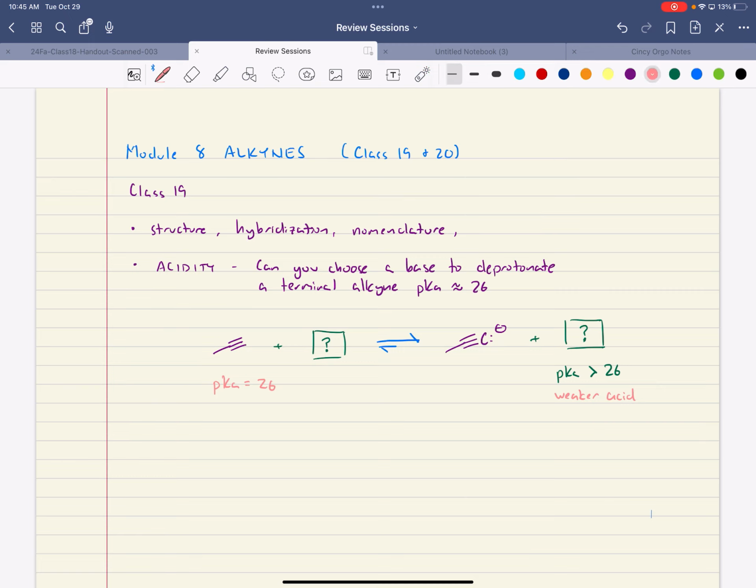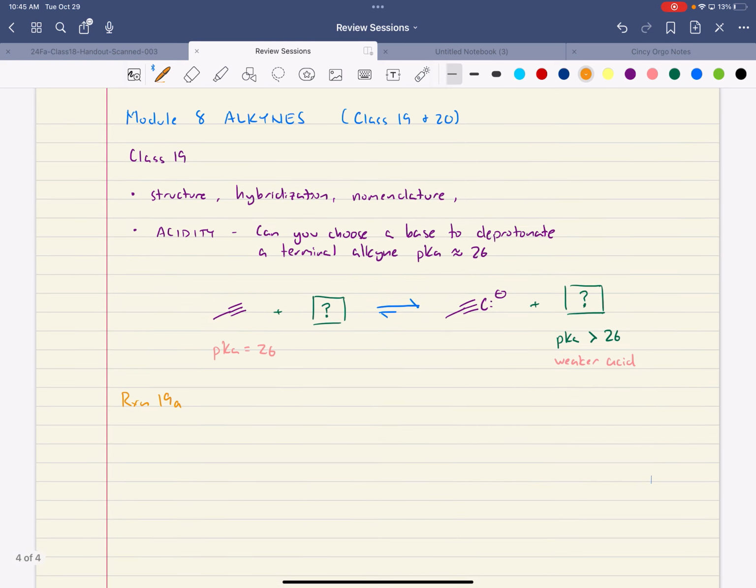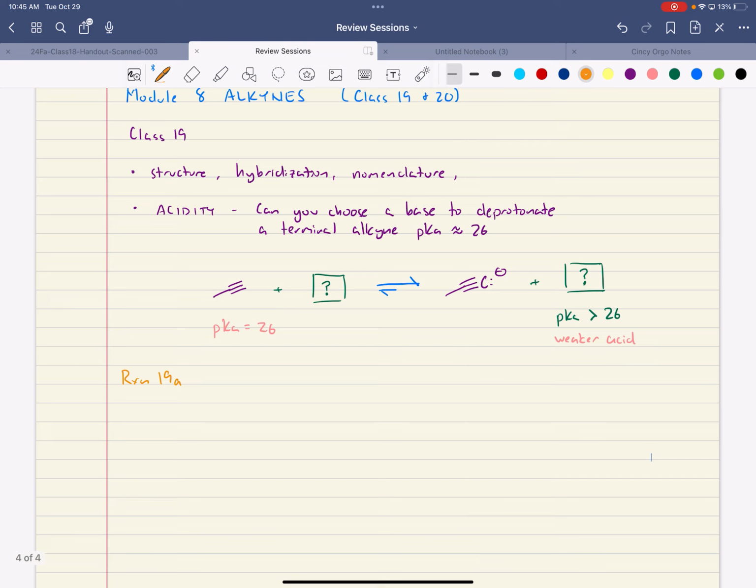Let's take a look at the first reaction. Any questions, though, before I move on? Any questions about this idea of choosing the correct base? Okay. The first reaction is, I'm trying to figure out a color. Let's do orange. Reaction 19A. That is alkylate. Okay, great. The name tells me what I'm going to do. I'm going to add an alkyl group to a terminal alkyne.